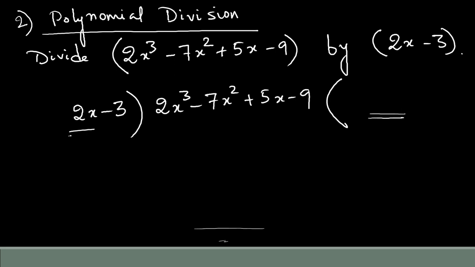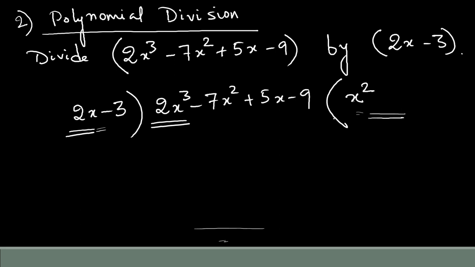See, this is 2x and this is 2x cube. So we need to multiply 2x with a term so that we get 2x cube. What, when multiplied by 2x, will give 2x cube? x square, right? When x square is multiplied by 2x, we get 2x cube. Hope this is clear to you. So now we have to perform the entire multiplication of x square with 2x minus 3.